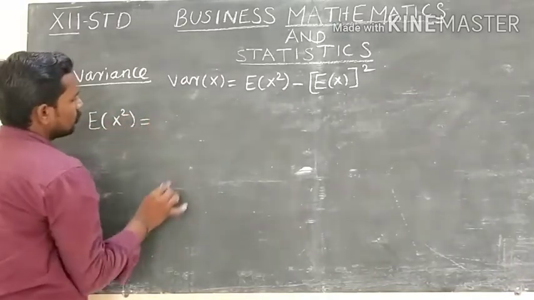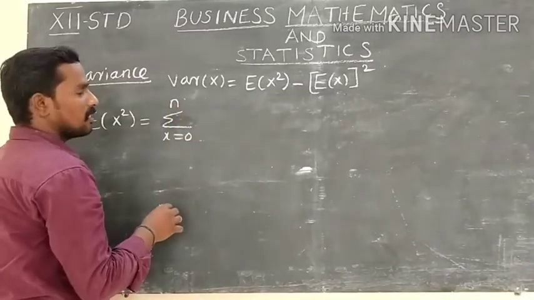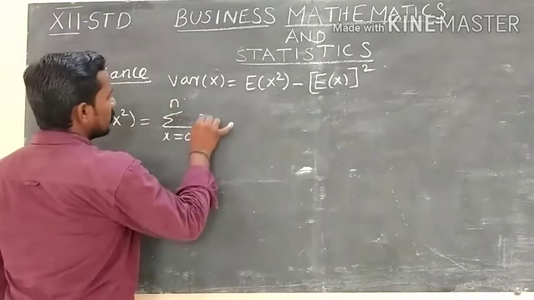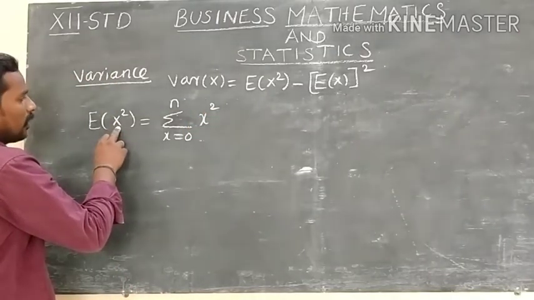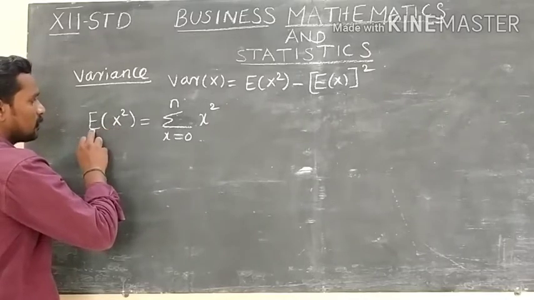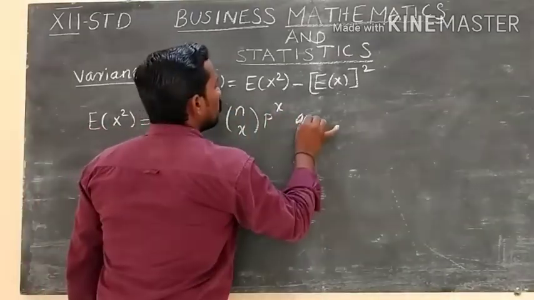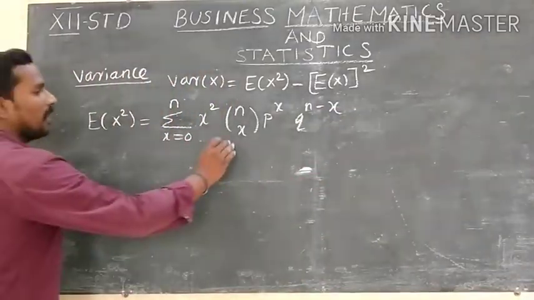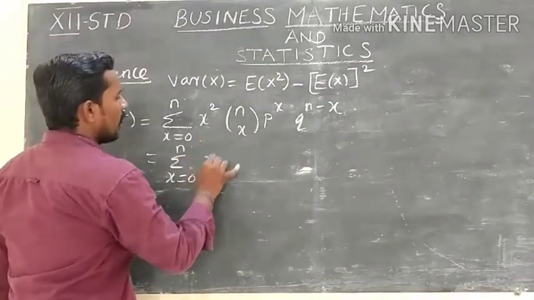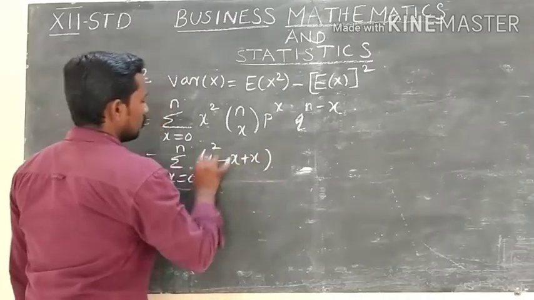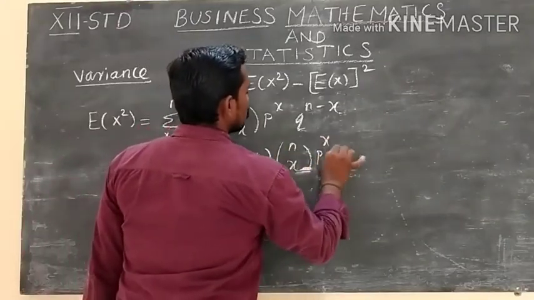Expectation of x squared is equal to summation x is equal to 0 to n, because all binomial series start from 0 to n. Here I want x squared. For the mean value we took only x, because it was expectation of x, but here it is expectation of x squared, so write x squared, then nCx p power x q power n minus x. This is your binomial series. Then summation x is equal to 0 to n, where x square can be written in the form of x into x minus 1 plus x. So no big change, and this is nCx p power x q power n minus x.